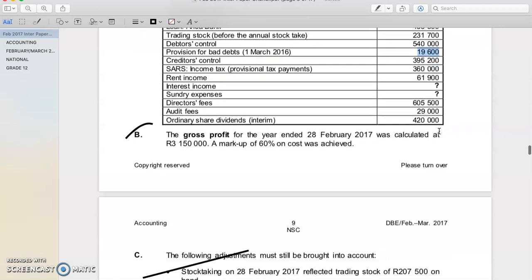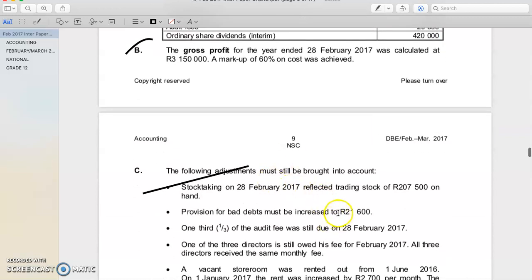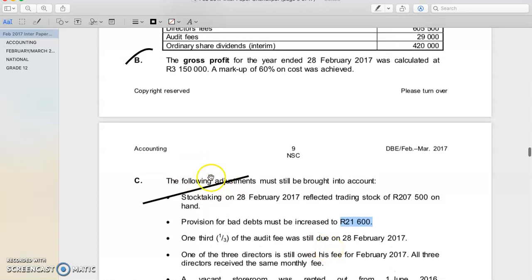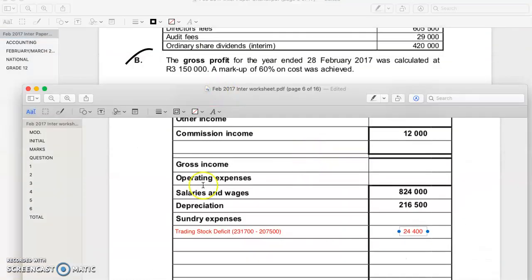19,600. But now we want to increase it, which means we provided for too little, and that means we now have an expense, and we're gonna write it right here: provision for bad debts adjustment. And we thought we needed, no, actually we thought we needed 19,600.